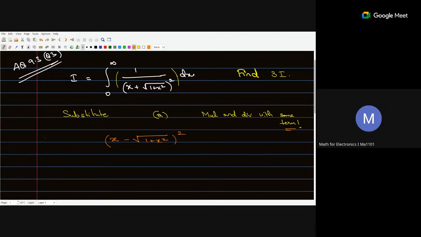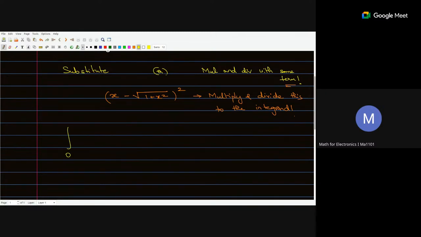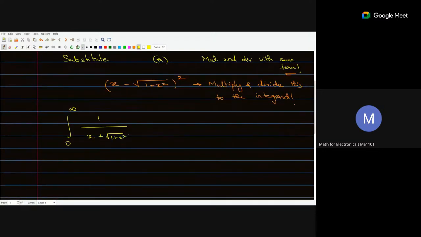So this could be our very first step. Take this term and multiply and divide it to the integral. If I do that, what will I get? The integral from 0 to infinity of 1 by (x plus square root 1 plus x squared) whole squared dx will now become the integral from 0 to infinity with numerator (x minus square root 1 plus x squared) whole squared, and denominator (x plus root 1 plus x squared) whole squared times (x minus root 1 plus x squared) whole squared.